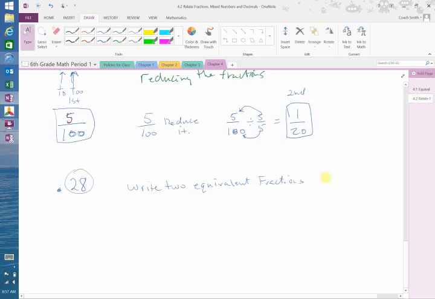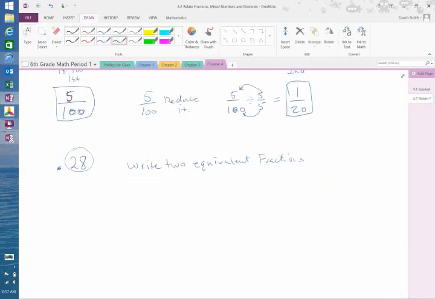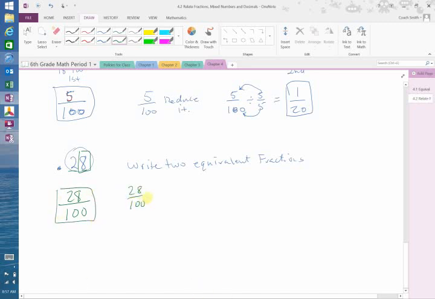Okay, so right here then, we should have this. 28 over, what place value is the 8 in? Hundreds. So 28 over 100 should be your first fraction. Okay, that's fraction number 1. Fraction number 2 is to take 28 over 100 and reduce it.